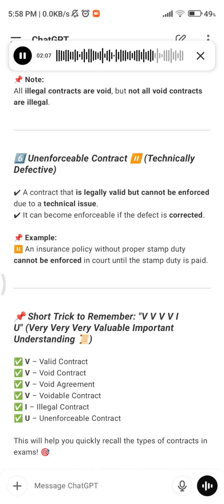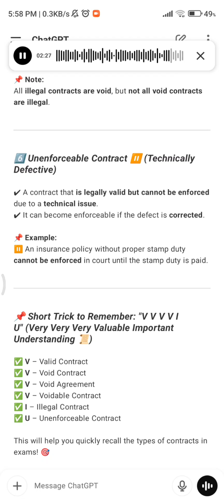6. Unenforceable contract. Technically defective. A contract that is legally valid but cannot be enforced due to a technical issue. It can become enforceable if the defect is corrected. Example, an insurance policy without proper stamp duty cannot be enforced in court until the stamp duty is paid.